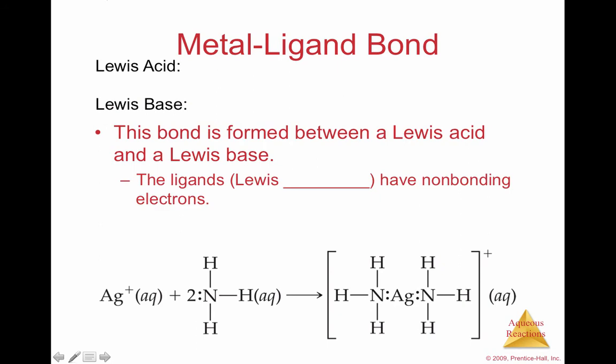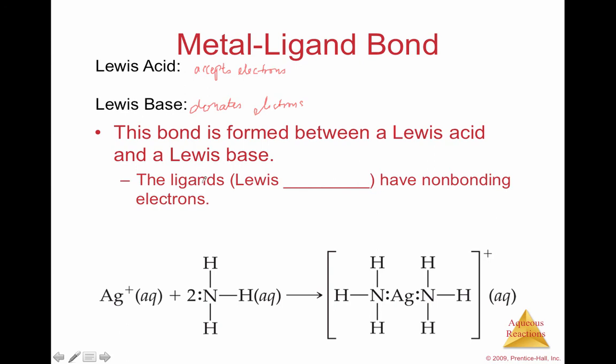You must wonder what type of interaction is between the metal and the ligand. Let's review from last year what a Lewis acid is. A Lewis acid accepts electrons, while a Lewis base donates electrons. The bond formed between the Lewis acid and the Lewis base.